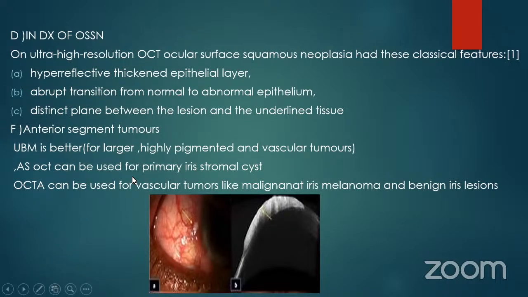In cases of anterior segment tumors, which are larger and pigmented and vascular, UBM is definitely better, but we can also use ASOCT for primary stromal cyst. And now OCT angiography is under study for vascular tumors like malignant iris melanoma and benign iris lesions.